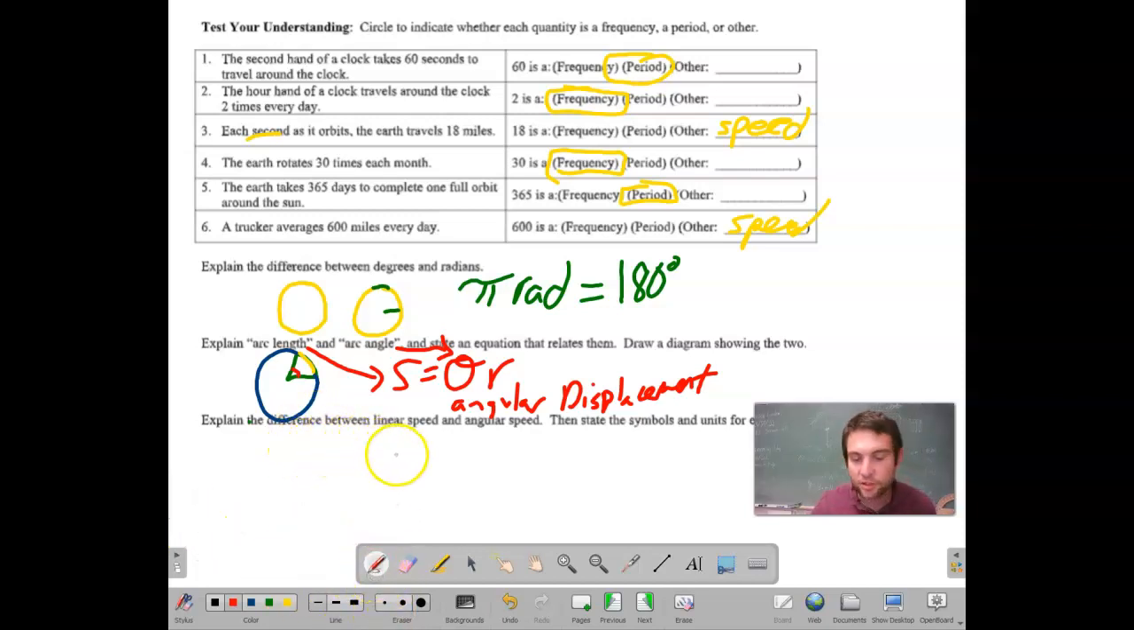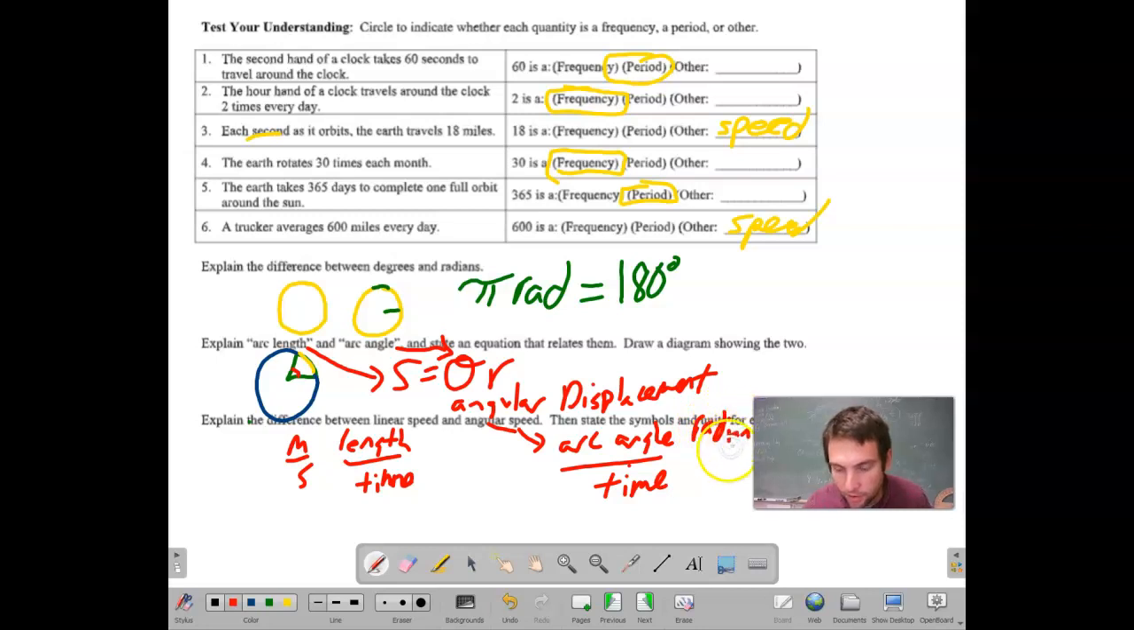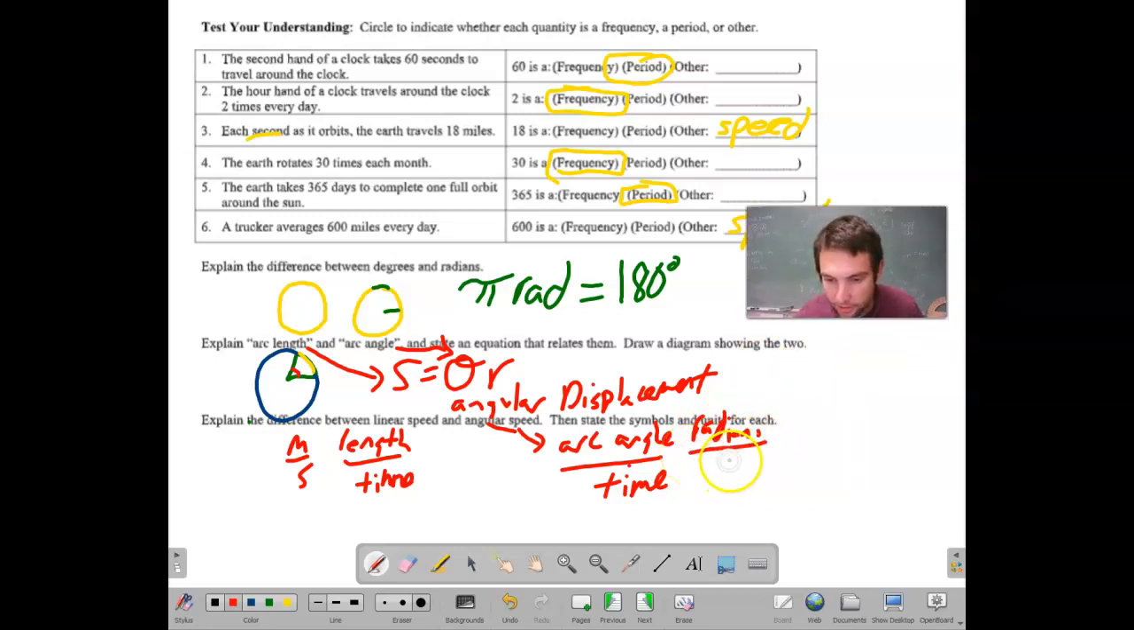Explain the difference between linear speed and angular speed. Linear speed is our length per unit time. So we use meters per second, so it's length per time. Meanwhile, angular speed is going to be the angle per time, the arc angle per time. Arc angle is going to be measured in radians, so we'll use radians per second.